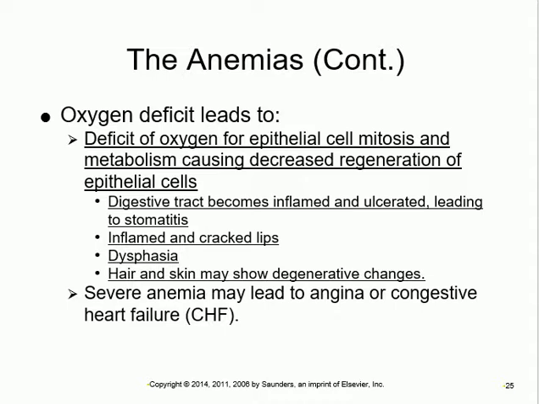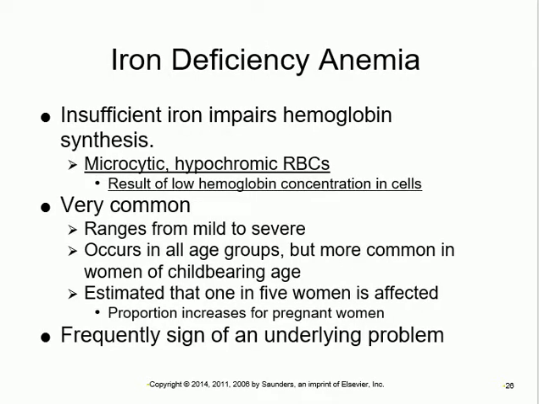And this is the problem with the anemia. If it goes more than that, you can get heart problems. But generally speaking, the number one problem with deficiency of oxygen is rapidly growing cells, namely epithelial cells. Now the different types of anemia that we need to know. The first type of anemia is iron deficiency anemia.